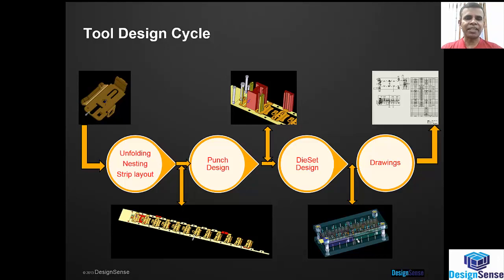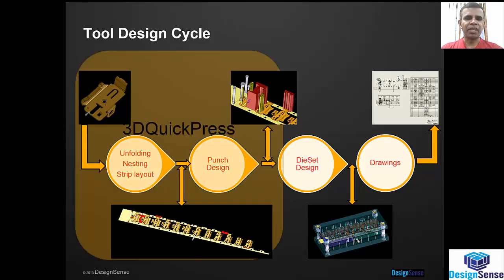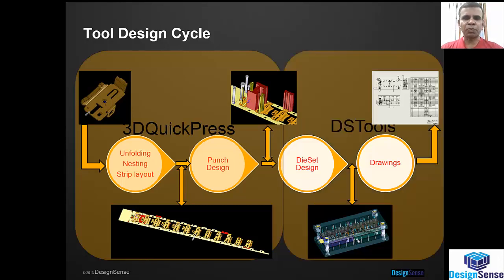Now, unfolding, nesting, strip layout and punch design are handled very well by our partner product 3D Quick Press. Our product DSTools focuses on die set design and drawing generation. In this entire process, there are two types of complexities that a tool designer faces.